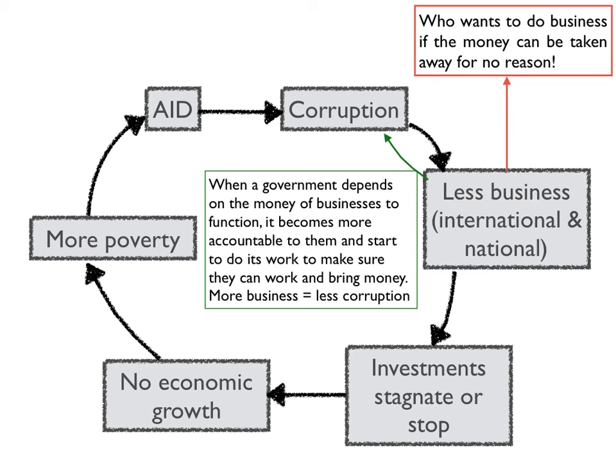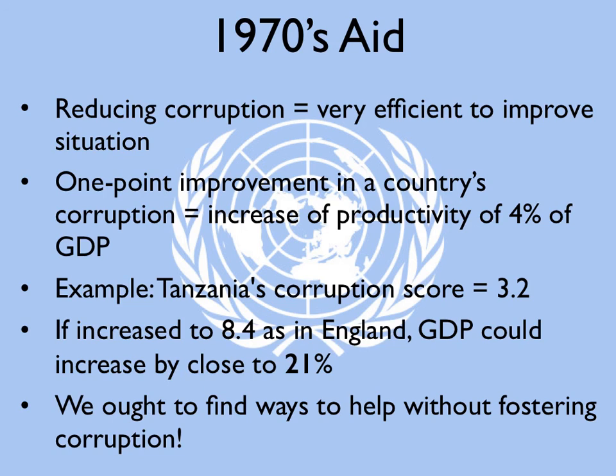The idea that reducing corruption would help the situation of a country is not just something I think. Moyo describes in her book that studies have shown that if you can improve a country's corruption level by just 1 point, you can actually increase the productivity by 4% in terms of GDP, which is pretty amazing, right?